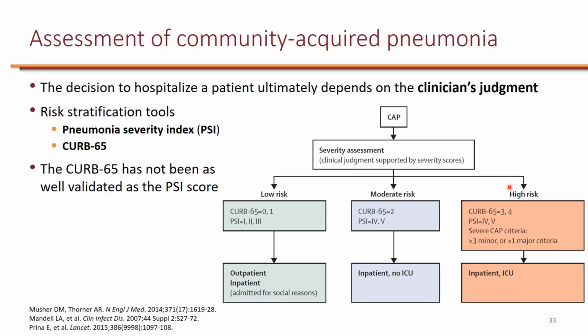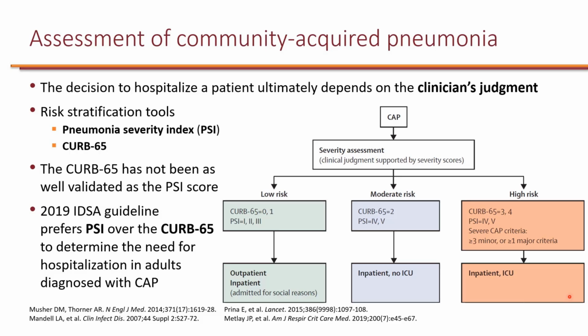Now, in moderate risk and high risk patients, these patients typically need to be admitted to the hospital, and in some severe cases, the patients need to be admitted to the ICU because of the hypoxia. Now, it doesn't mean that all high risk patients will be admitted to the ICU. This will basically depend on a case by case basis. Now, the 2019 IDSA guideline for CAP actually prefers the PSI over the CURB 65 score to determine the need for hospitalization in adults diagnosed with CAP.